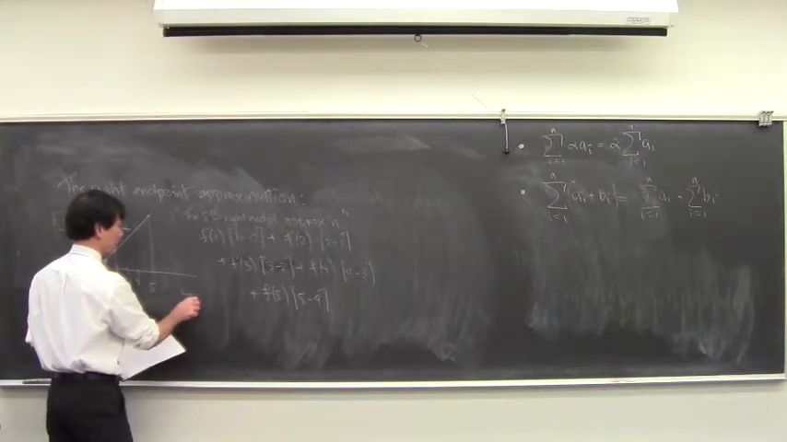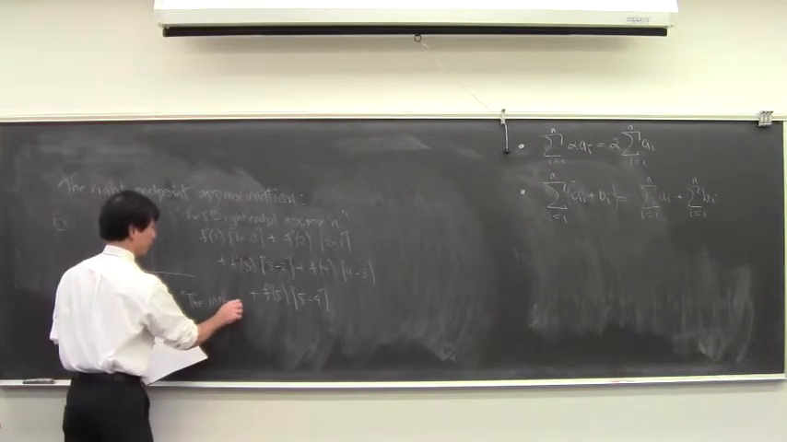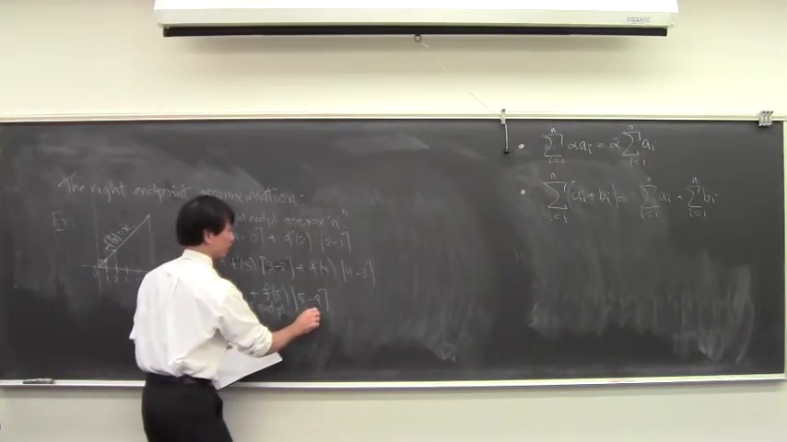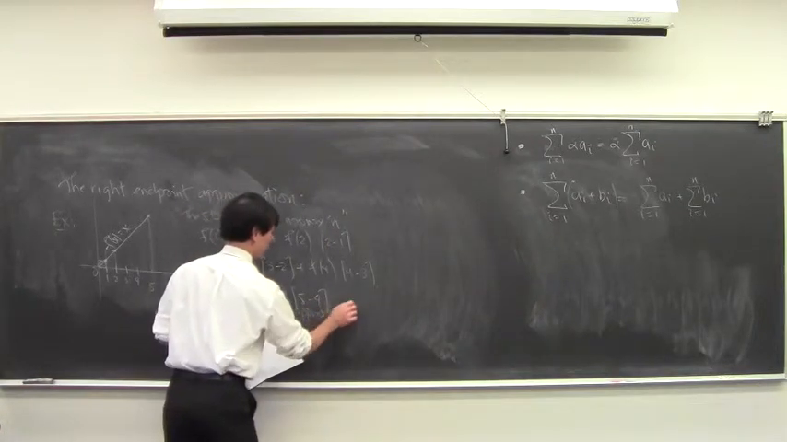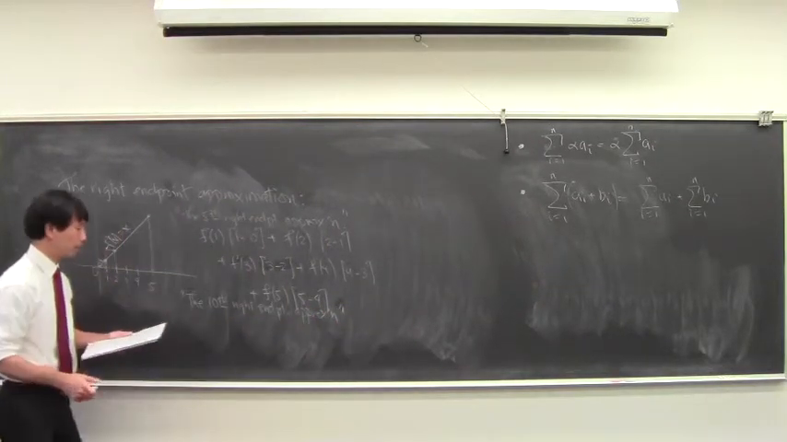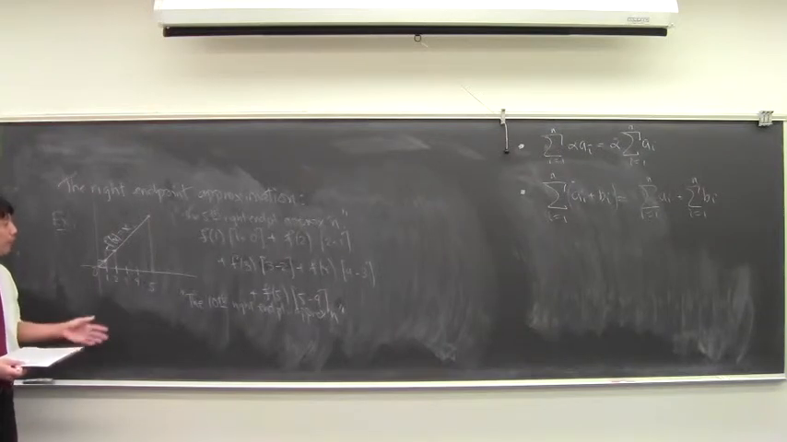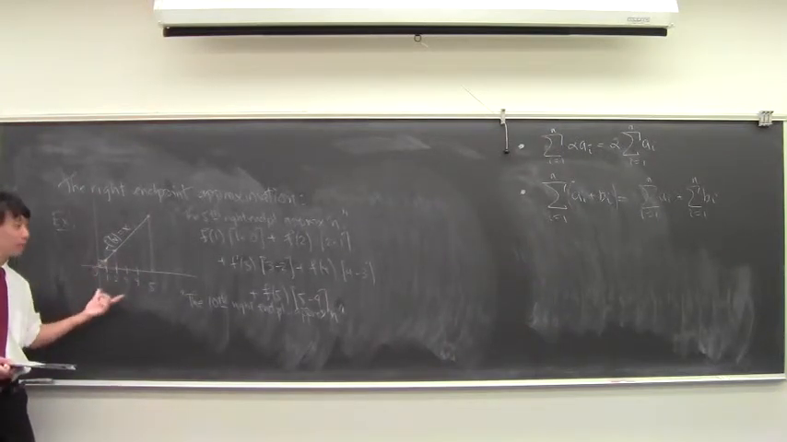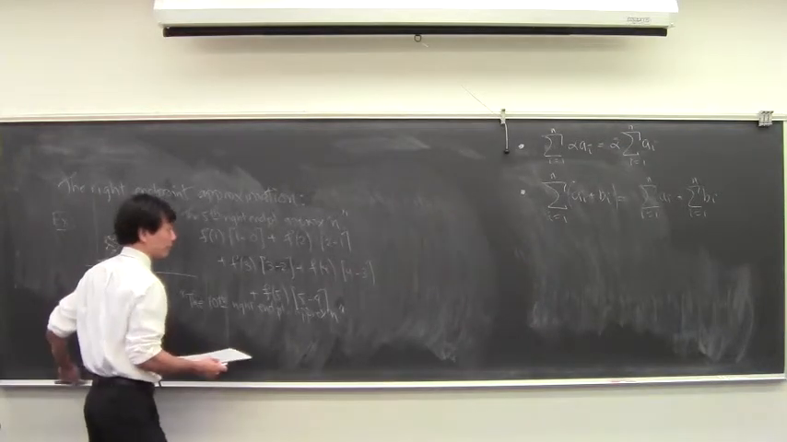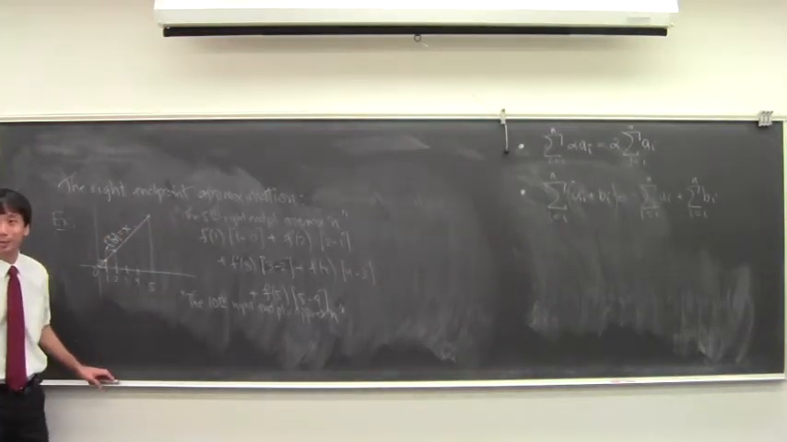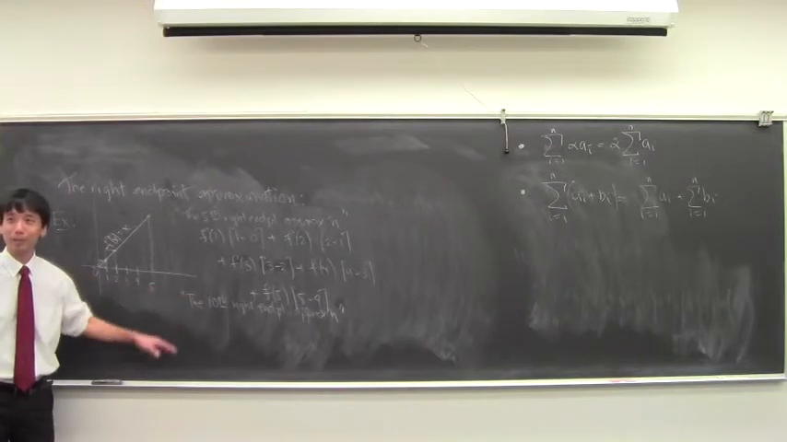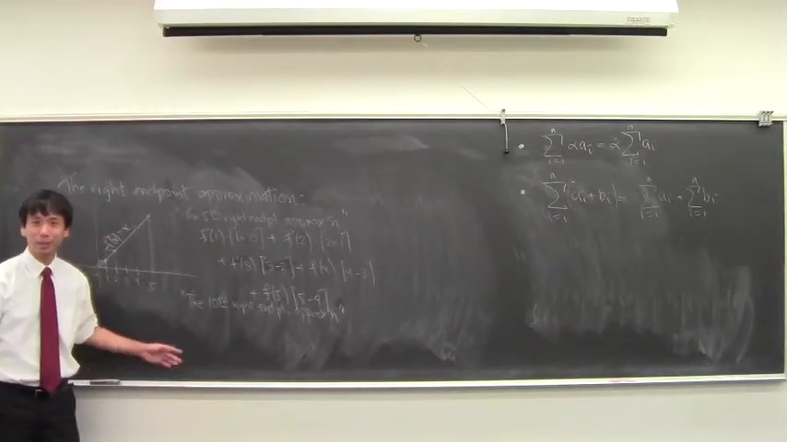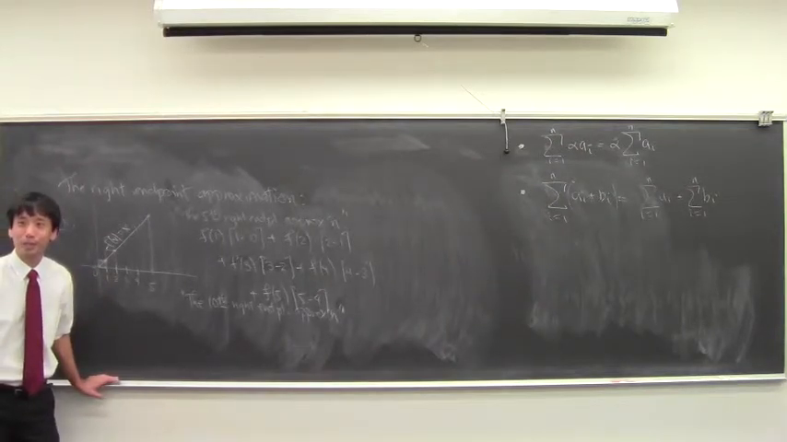If I wanted the 10th right endpoint approximation, what would that be? Well, you divide this thing into 10 pieces, and you do the same sort of thing. Actually, take a minute and write it down, or write down part of it. Write down the first few terms and the last few terms. Or if you don't mind, just write down the whole thing. It'll take you a minute.